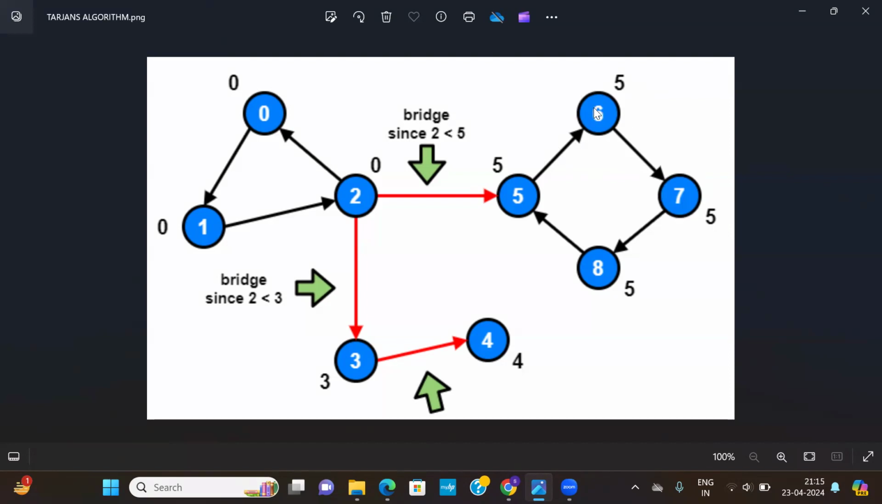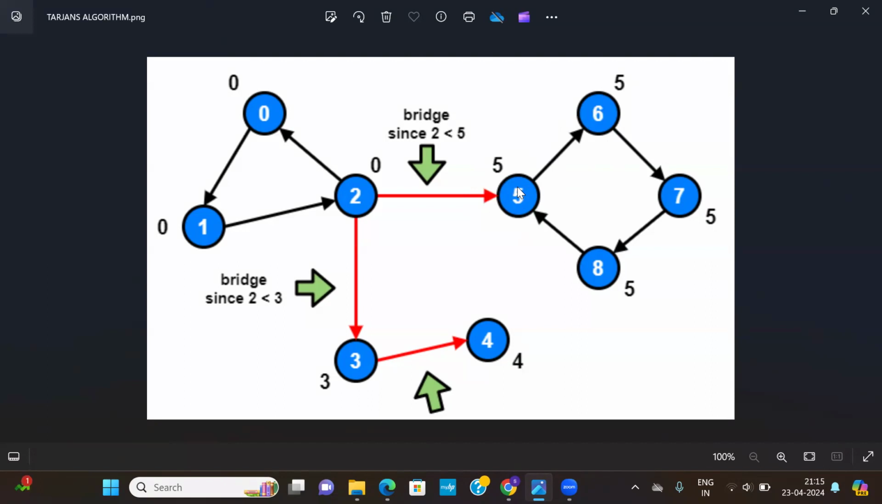So it will get updated. Now the lowest time of insertion of 6 also becomes 5. 6 will not go to 5 because 5 is its parent node. Comparison will take place. Time of insertion of 5 is 5. Lowest time of insertion of 6 is 5. Is 5 lesser than 5? No. It means this is also not a critical connection.